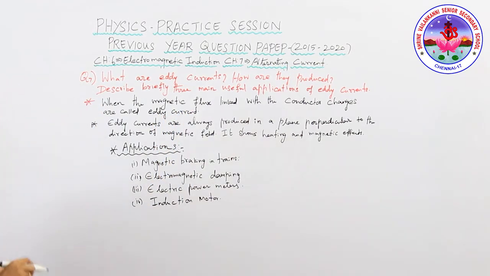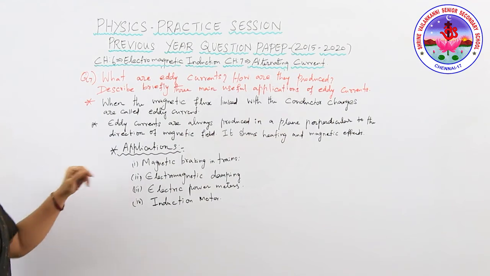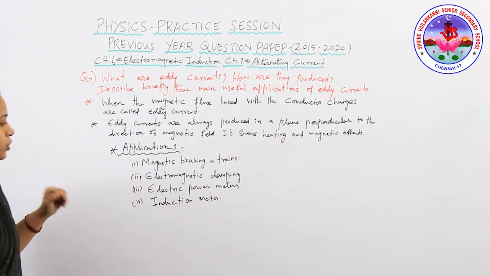Now, the eddy currents are always produced in a plane perpendicular to the direction of the magnetic field, and we can say that it shows the heating and the magnetic effects, right? So when a bulk conductor is kept in a changing magnetic field, eddy currents are induced. And what are the applications? We said there are 3 main applications, the first being magnetic brakes in trains, right?